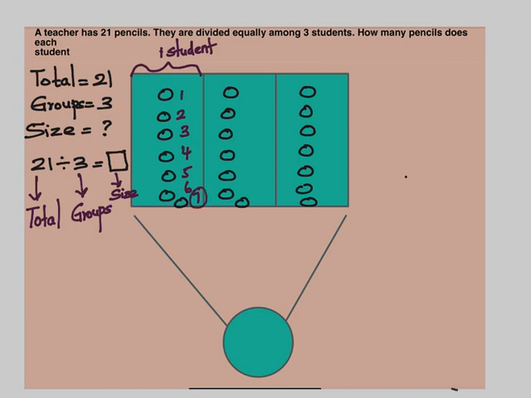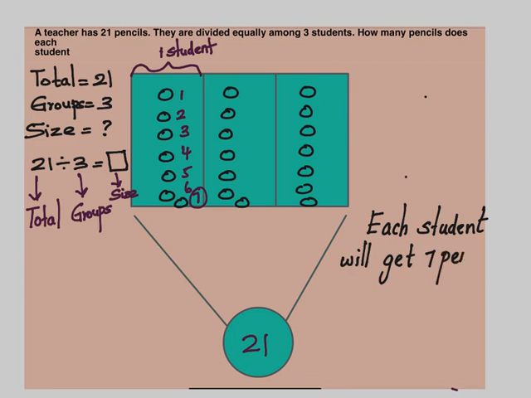So let us do the statement. We know the total is 21. The statement, we have to restate the last question. How many pencils does each student get? Okay, so let's do it. The statement has to be like this. Each student will get 7 pencils, period.